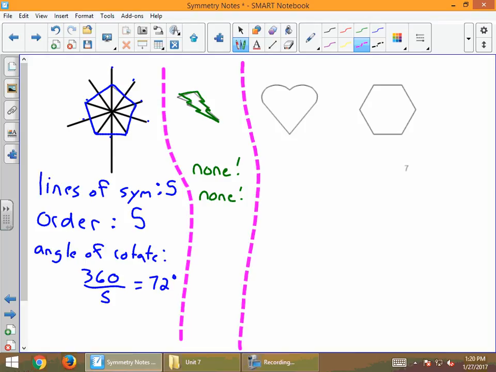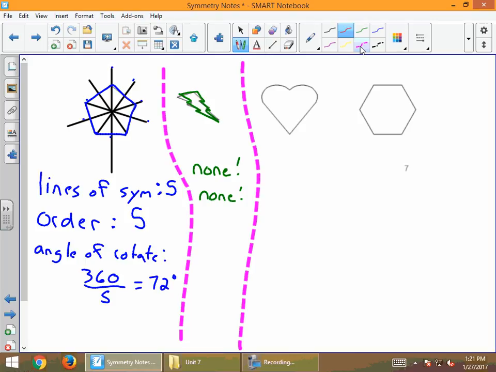Uh-oh. Valentine's Day coming up. Buy your loved ones, family members, candy. Teachers, we'll accept candy on Valentine's Day. You guys can bring us candy. Yeah, chocolate hearts. I'm more of a peanut butter guy, but whatever you guys want to do.